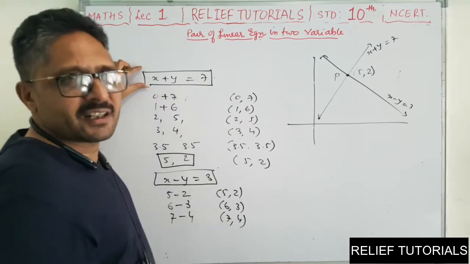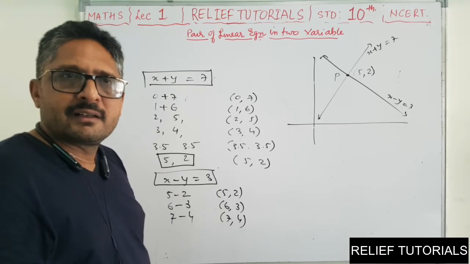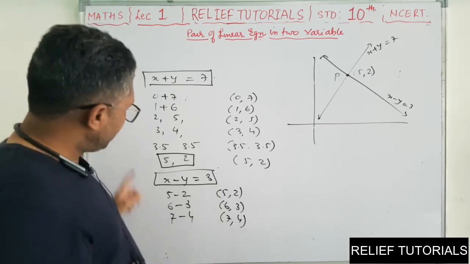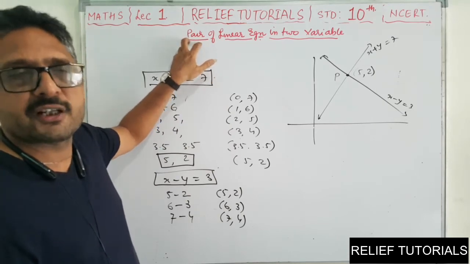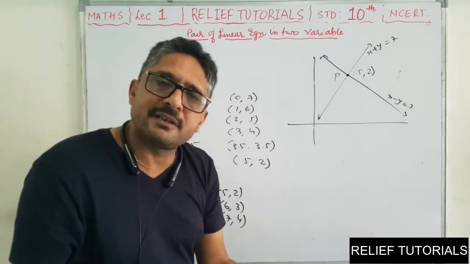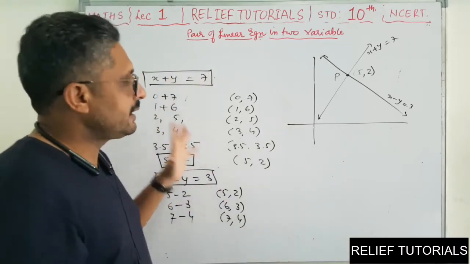Just with one equation it is useless. Why? Because we will get infinite solutions. So if you want a unique solution, you require one more equation. As a result, we always deal with a pair of linear equations. As a result, the name of our chapter is pair of linear equations in two variables.